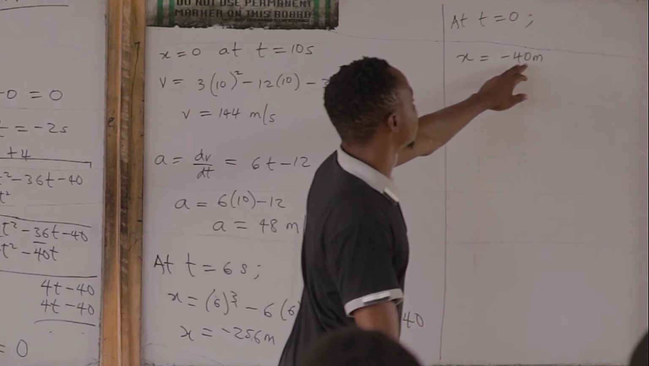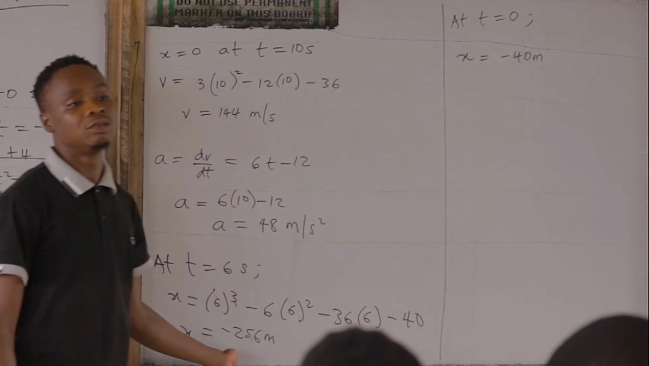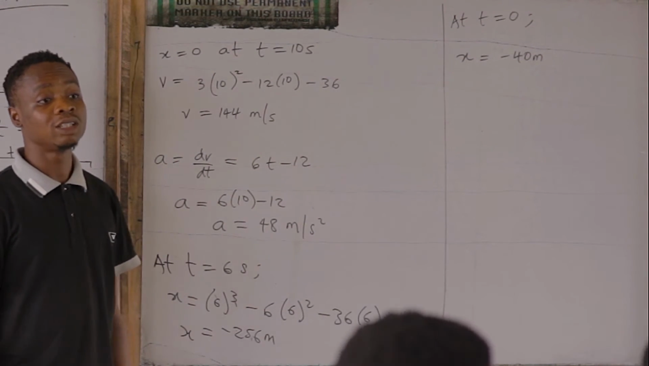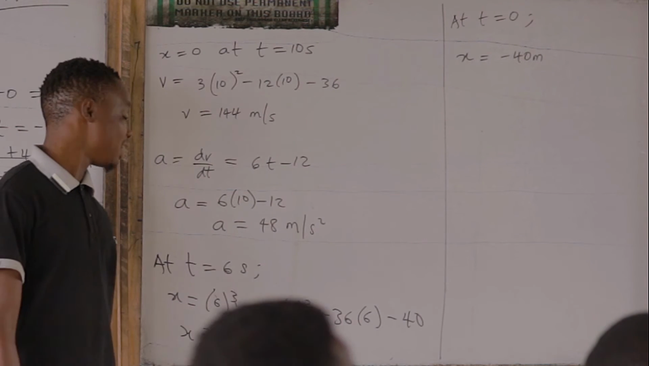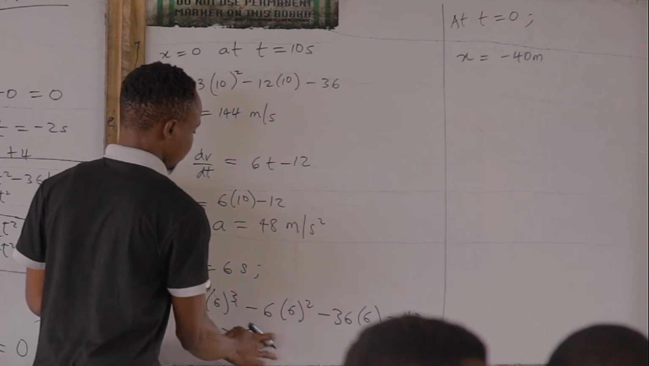Alright. Yeah, I can say minus 40, minus 256. What is it? Okay, it's in feet, not meters. Okay.